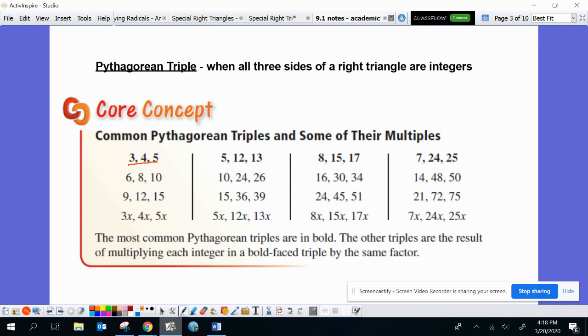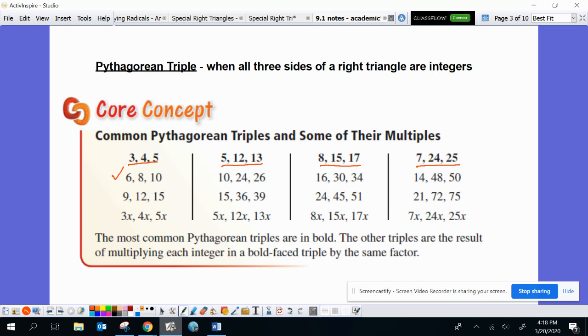3, 4, 5, 5, 12, 13, 8, 15, 17, 7, 24, 25. You'll find that in each of these four cases, multiples of those also work. So if 3, 4, 5 works, multiplying each of those values by 2, like we have right here, 6, 8, and 10, will also give us a right triangle. What that means is 6 squared plus 8 squared equals 10 squared. Same thing if we took all of those values and multiplied them by 3. 9 squared plus 12 squared equals 15 squared.